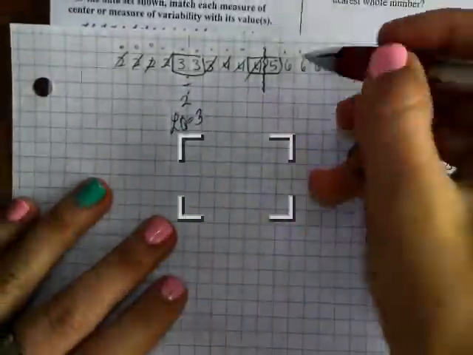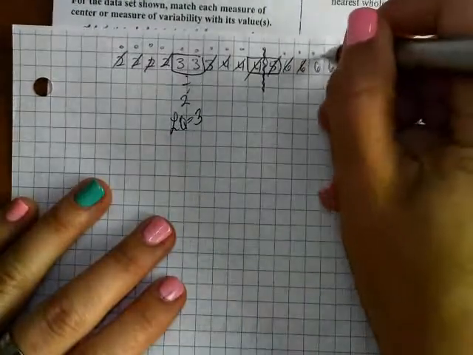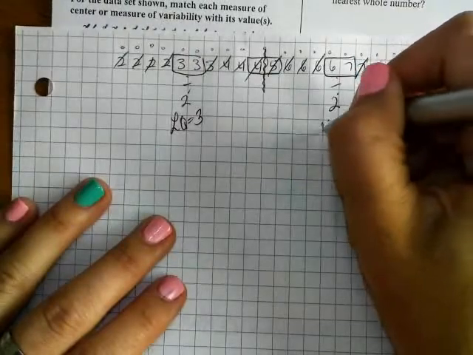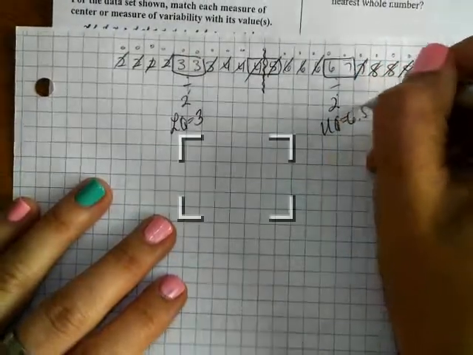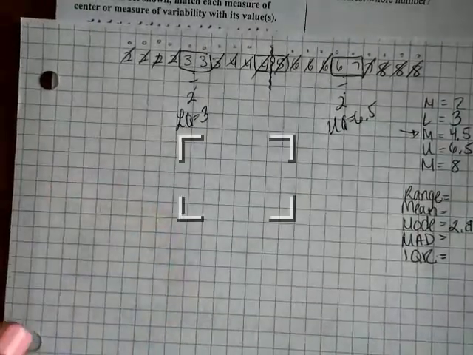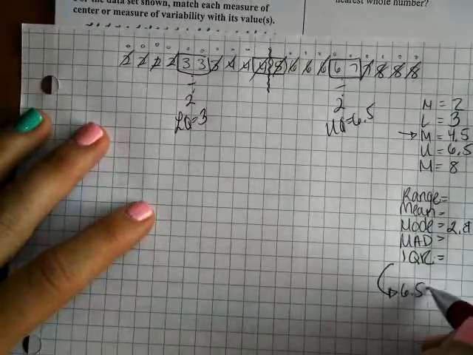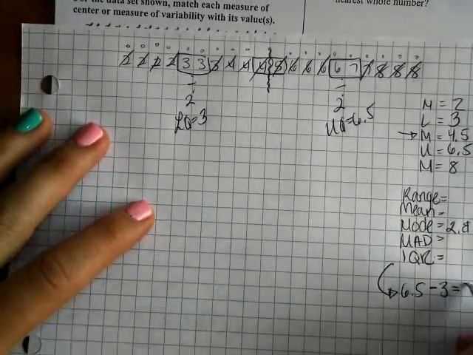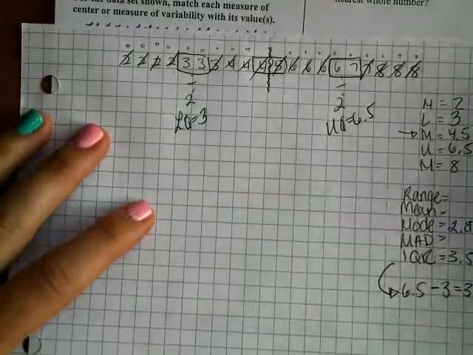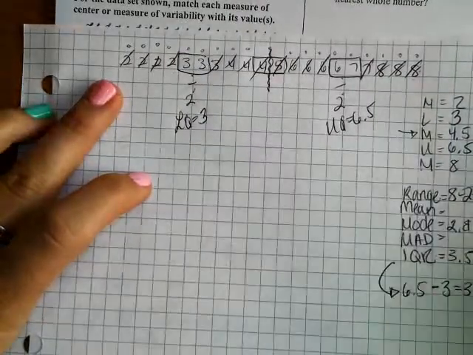Okay. Same thing on the other half. Add them up, divide by 2, makes the upper quartile 6.5. Okay? So the interquartile range here becomes 6.5 minus 3, which is then 3.5. The range is 8 minus 2, which is 6.